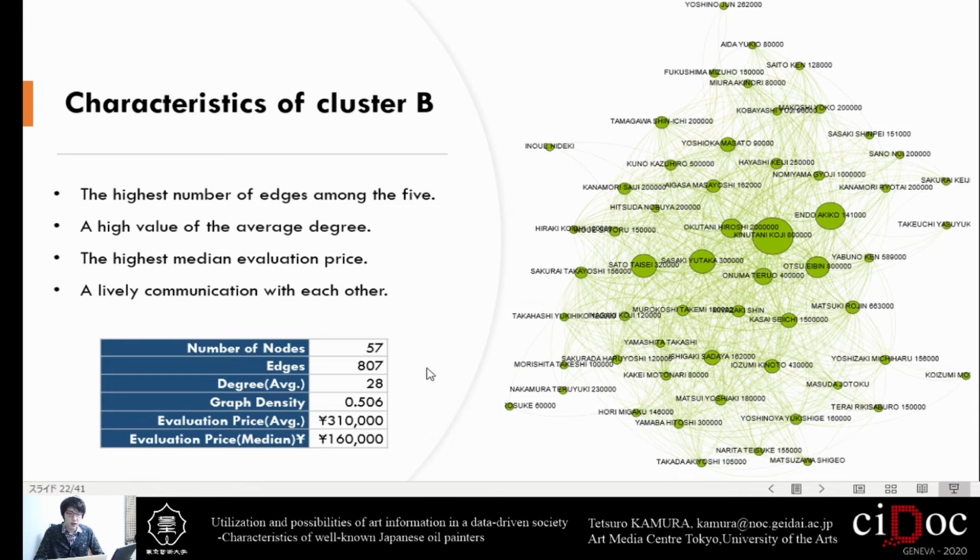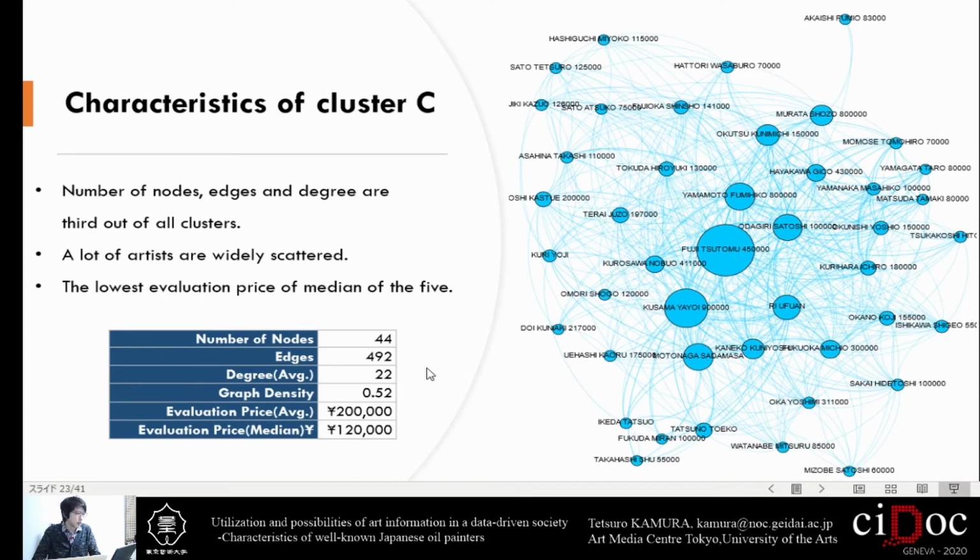Cluster C. The artists in this cluster are widely scattered. This point is also unique. One of the reasons is that 28 of 44 artists' affiliations are independent or unknown. In the other clusters, almost all artists belong to some association. Therefore, the impact of each individual is evident in the graph.